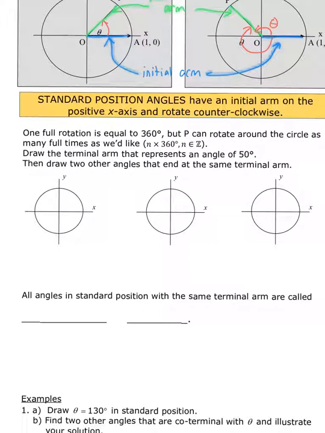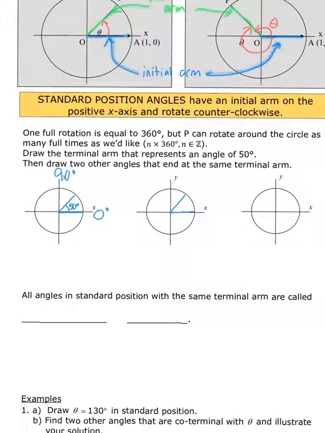So here we are asked to draw a terminal arm that represents an angle of 50 degrees. To do that, we're going to start at our initial arm. 50 degrees is acute because it's between 0 and 90 degrees, so it's going to be somewhere here. So I've drawn the initial arm and the terminal arm, which makes a standard angle of 50 degrees. Now we are asked to draw two other angles that have the same terminal arm. So the terminal arm is here.